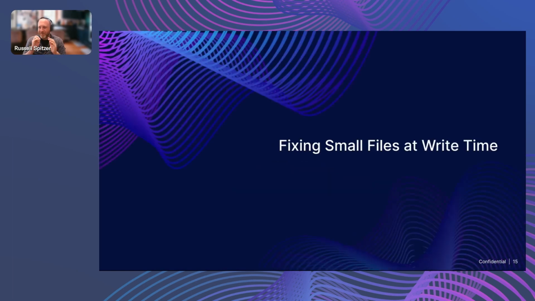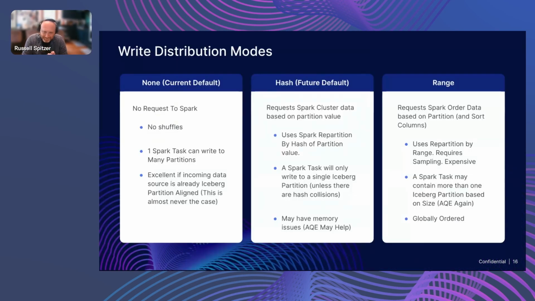Well, we can fix this at write time using a feature called write distribution modes, which have actually been inside of Iceberg for a while. But as I mentioned before, our current default, and the default since these have existed, has been to not impose this on the user and require a user to explicitly set it. We're going to be changing that in the future. As I said, the patch has already been merged to switch it to be a hash default. But now that we have these distribution modes, you actually have several options.